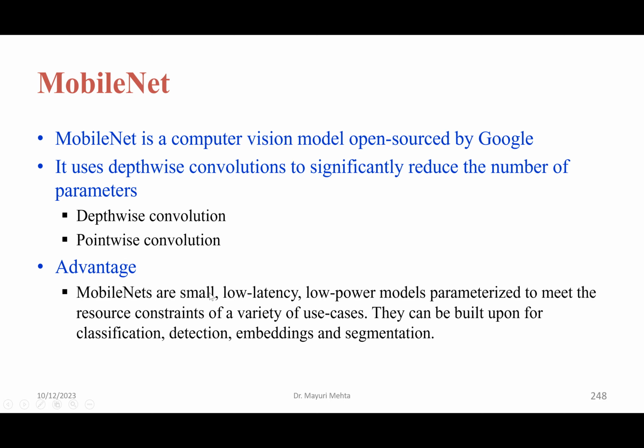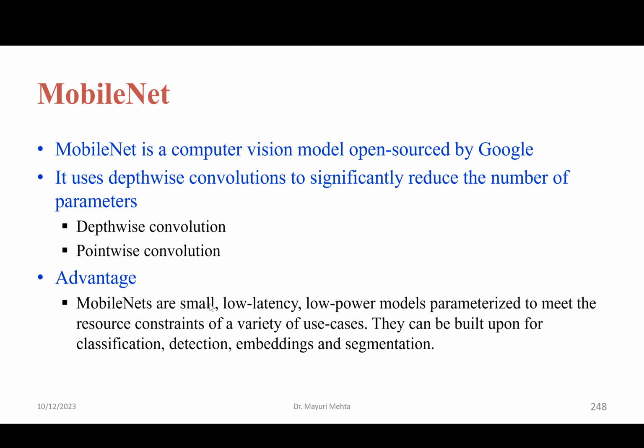Now, how does this depth-wise convolution work? This convolution originated from the idea that filters' depth and spatial dimension can be separated. Filters' depth and filters' spatial dimension can be separated. And thus the name was separable. The name was depth-wise separable convolution. Why is it depth-wise separable convolution? Because it was observed by them that filters' depth and spatial dimension can be separated.